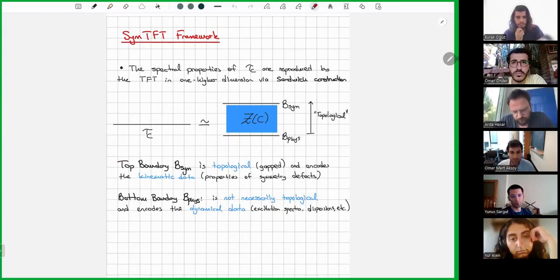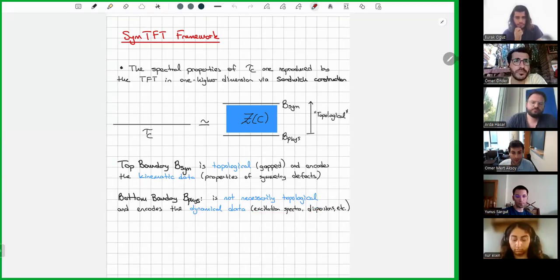Then the bottom boundary is a boundary that is not necessarily topological. It encodes everything else. It can in principle be gapped as well. It can be topological too, but it can also be gapless. So that's why it determines the dynamical data, for instance the excitation spectra, dispersions of excitations, etc., whatever is not universal or not related to the symmetry. So this is a trick that allows us to remove the symmetry from everything else in the theory.